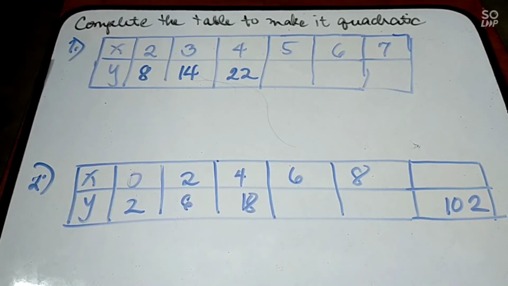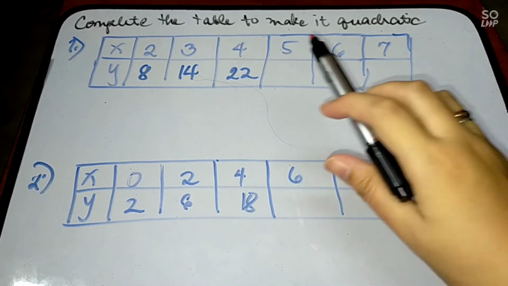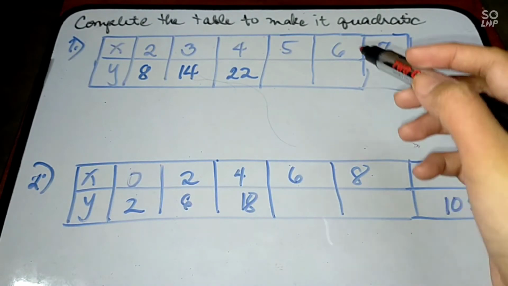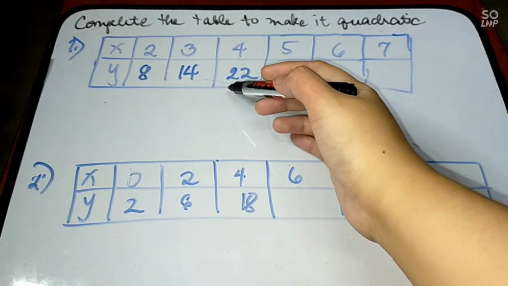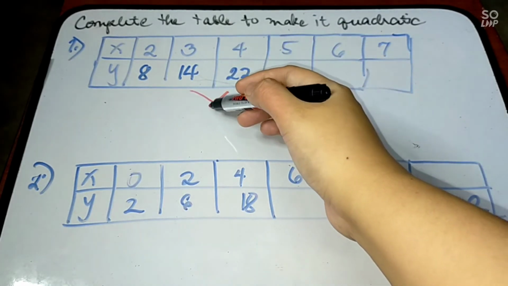Complete the table to make it quadratic. So, for us to complete the table, subtraction lang din ang ating kailangan na gawin. For example, we have here, as you can see, dun sa x natin is 2, 3, 4, 5, 6, 7, kumpleto naman siya. Let us have the y. So, ito lang muna yung isusubtract natin. So, we have here 22 minus 14. Ang sagot dyan is 8.